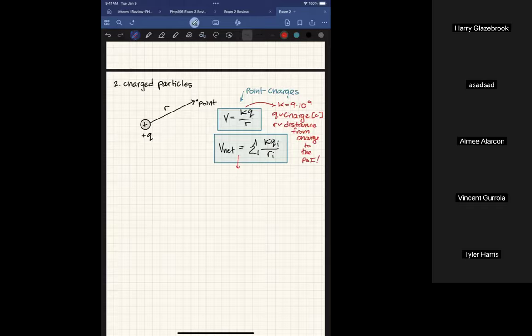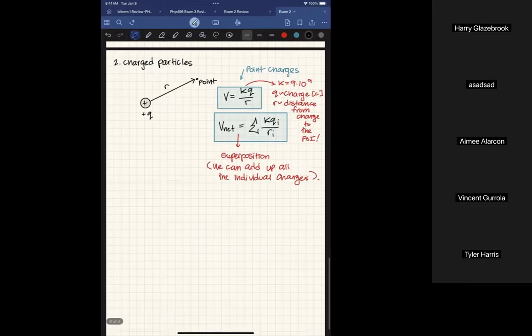And here I'll just state, if you have multiple charges, you pick what your point of interest is, and you sum up all the individual potentials from each charge. So that's what's called superposition. But all that means is we can add up all the individual charges. Cool.